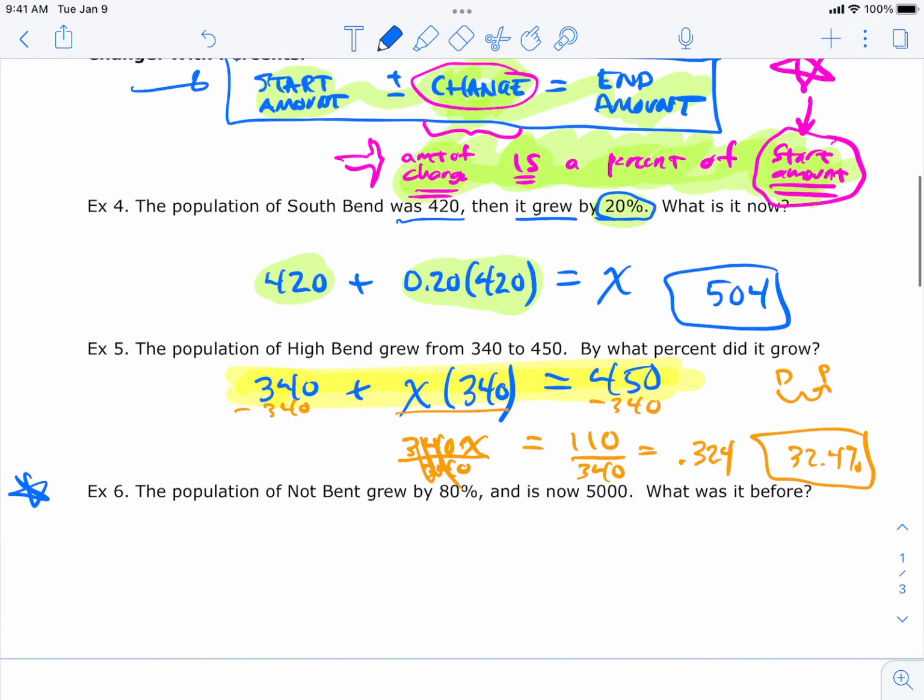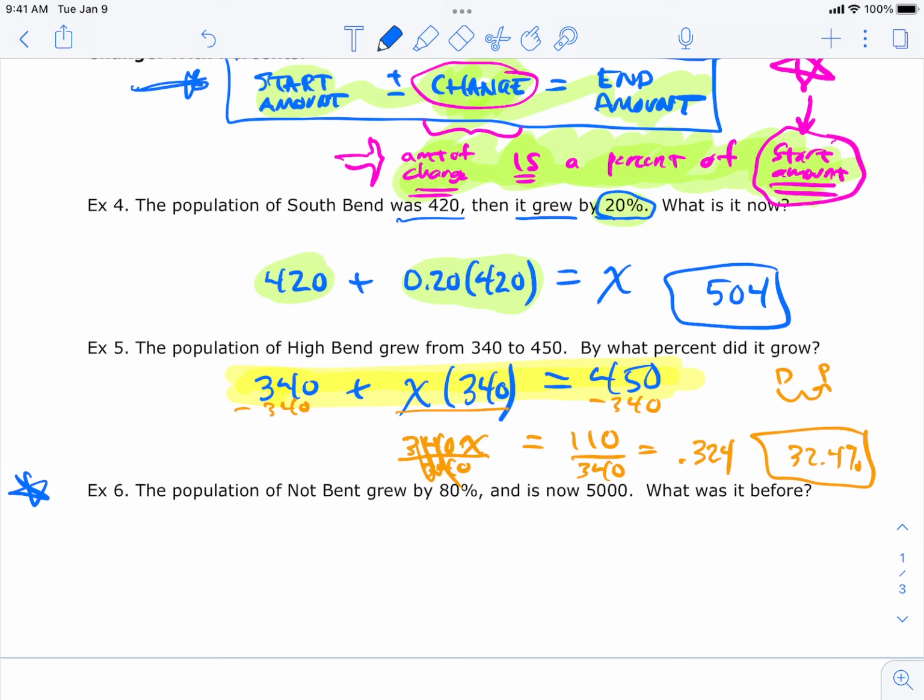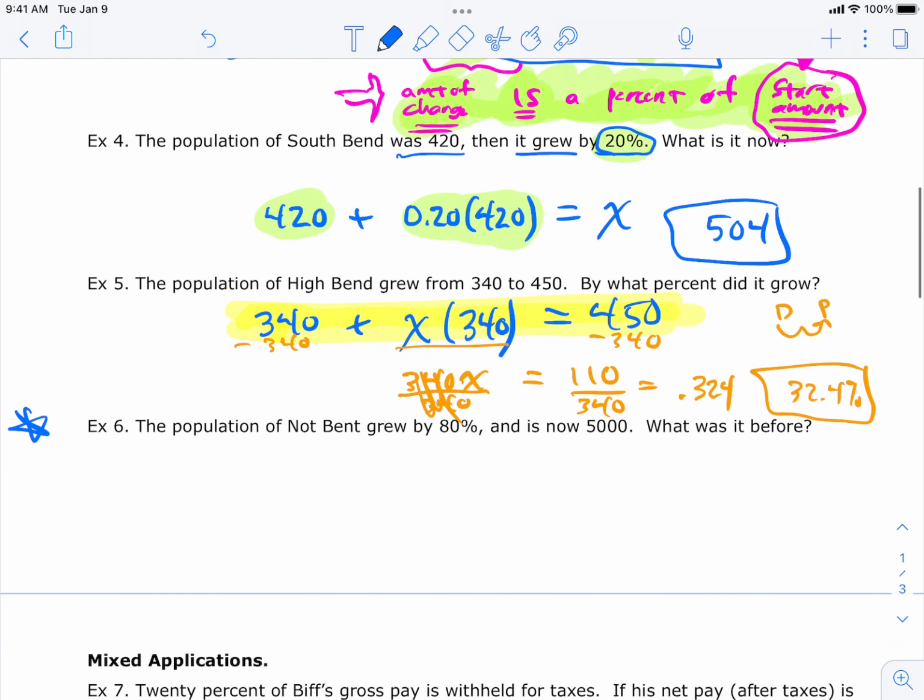I'm doing the same thing again, right? I just told you I was going to keep doing it this way. So I'm going to take the starting amount first. Okay, what's the starting amount? The population is now 5,000. What was it before? We don't know what it started at. X.